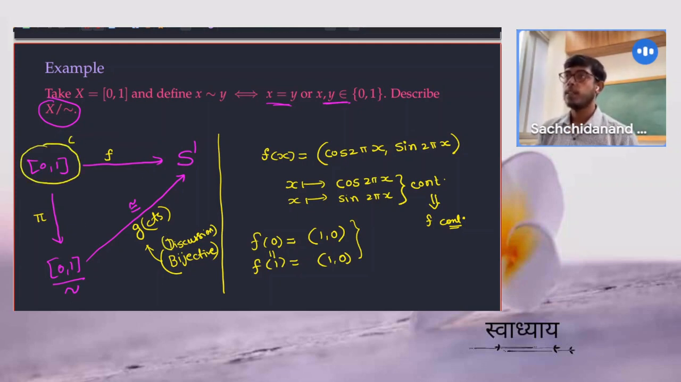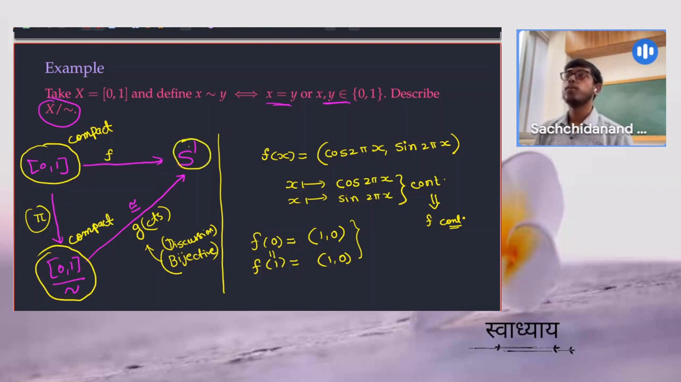Now, is this compact? This is compact, pi is continuous, so this will be compact. Is S1 Hausdorff? This also you check, that S1 is Hausdorff. These are all the things you have studied. There are lots of discussion exercises, but most of the things you have learned already. So you have a bijective continuous map from a compact set to a Hausdorff space, and hence this G is a homeomorphism. So this proves that this is nothing but a circle. So I'll stop here. If you have any doubt, you can ask.